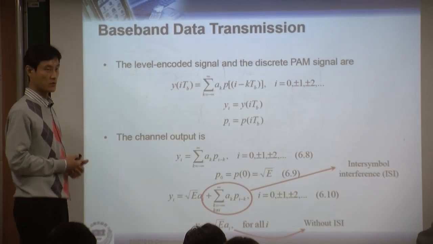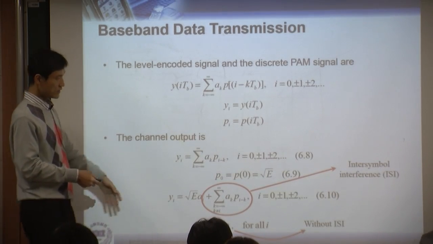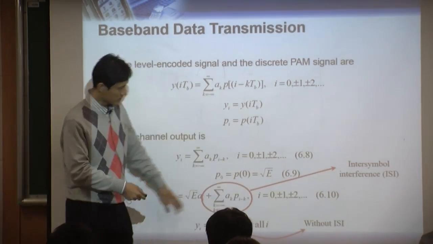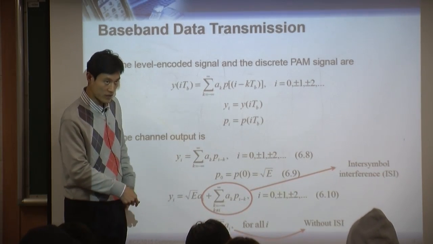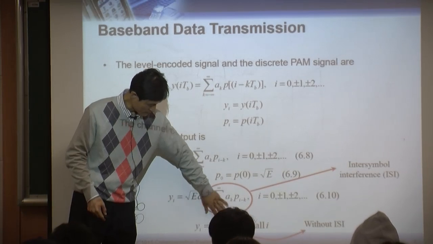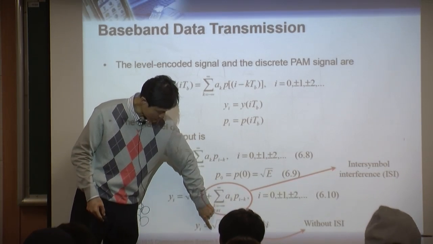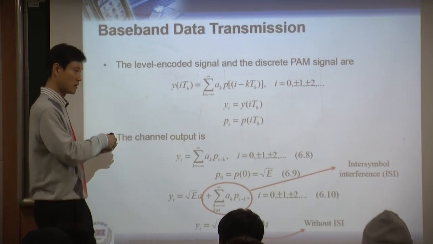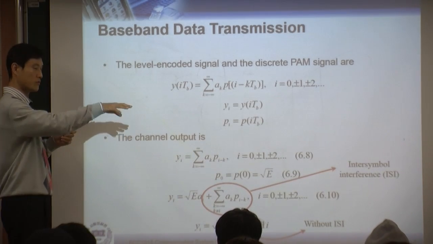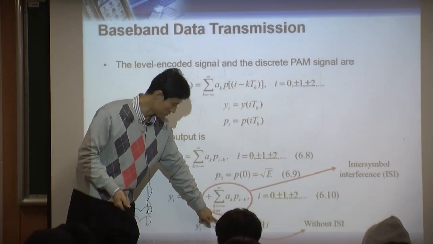Eventually, that's our goal. So once you remove this ISI, intersymbol interference, eventually this is going to be the input-output relationship. We have output, this is input, and root E is simply a constant. So this is simply input and output. Input goes through to the output with some constant.